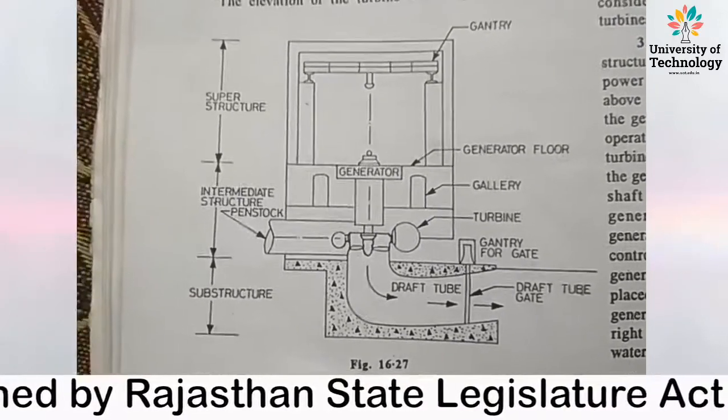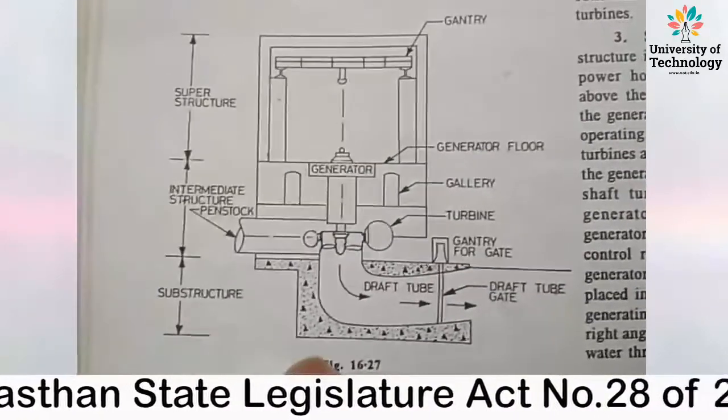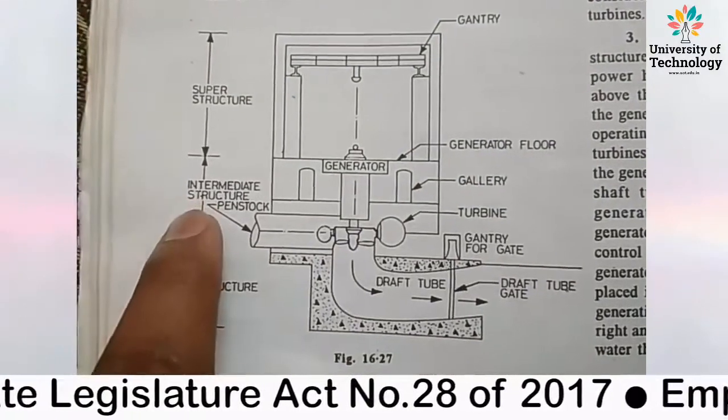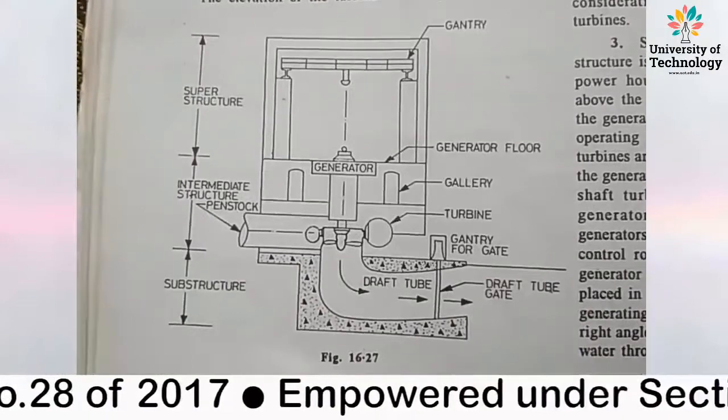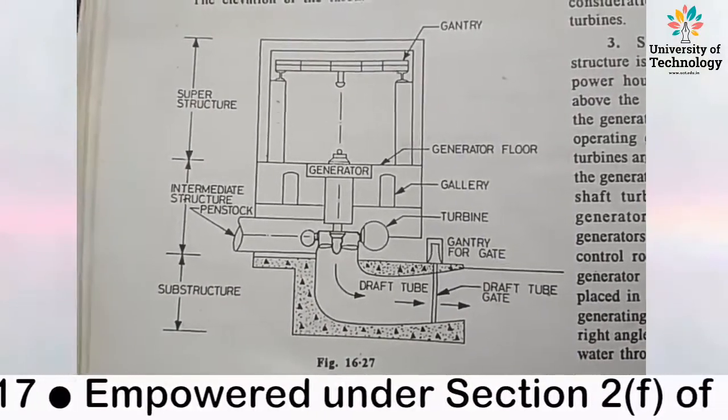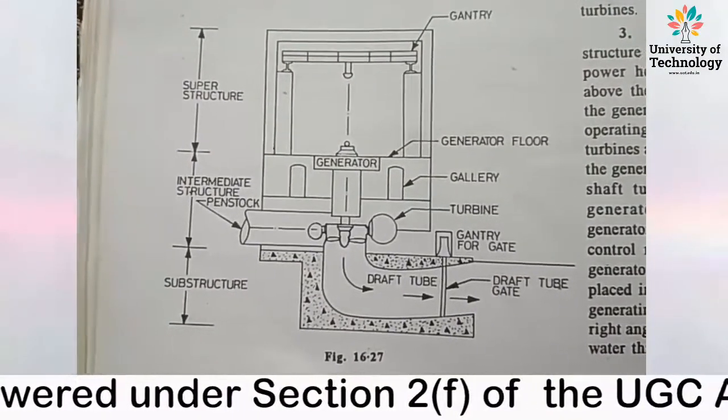It consists of three main parts. One is the substructure, you can see here this is the substructure, then the intermediate structure and the superstructure. We will explain them one by one.